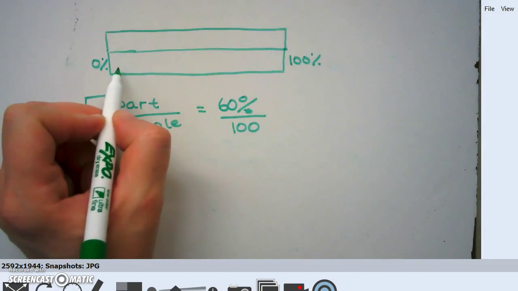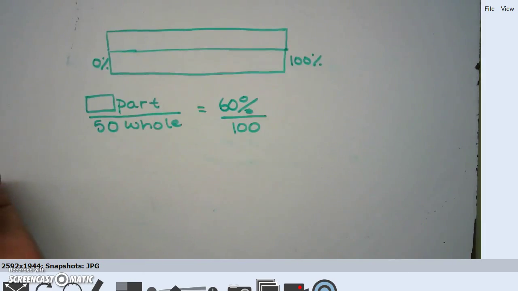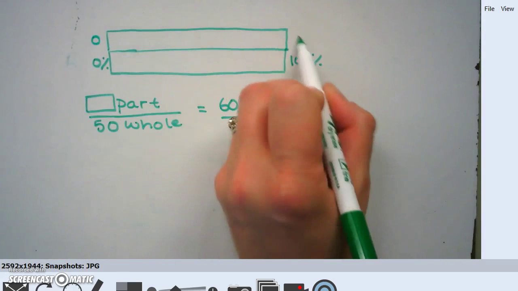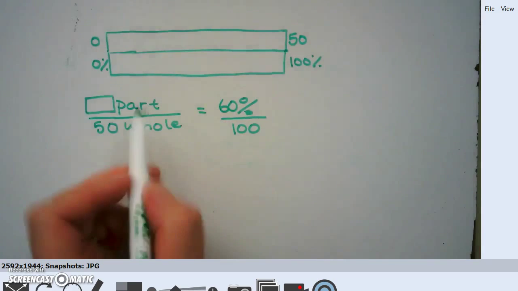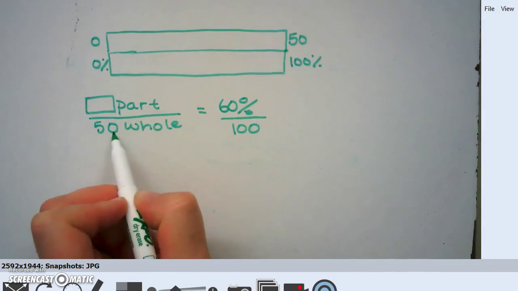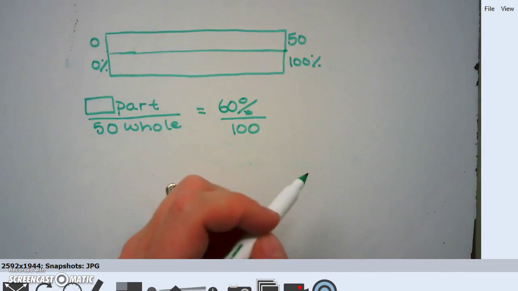So I drew a rectangle. I divided it into 2 whole rectangles, and my bottom rectangle is going to represent my percent. My top rectangle is going to represent my number, and I know the whole. The whole was given to me. I know there were 50 total orders placed, and I want to find 60% of them.